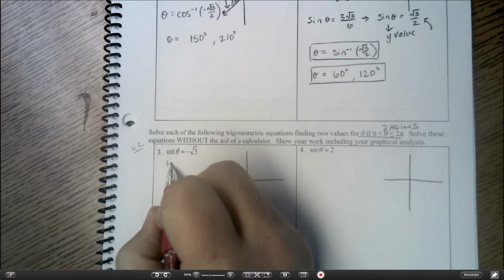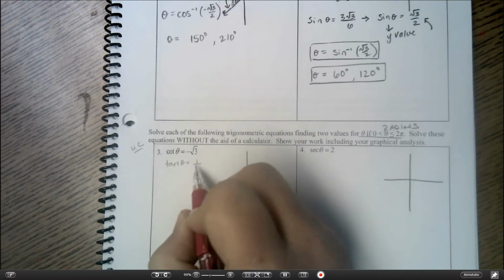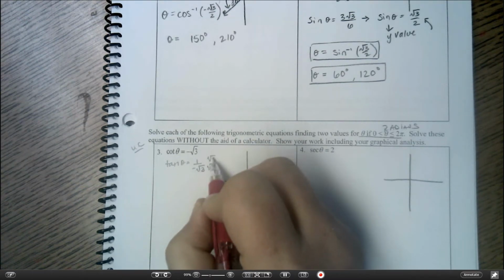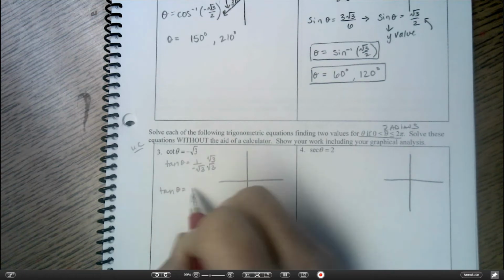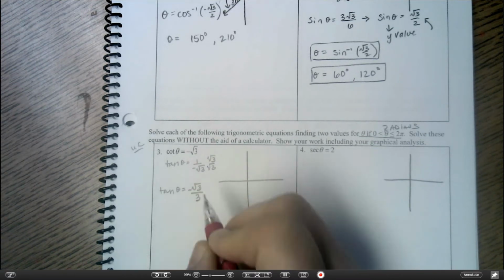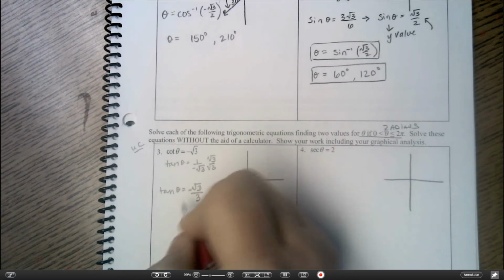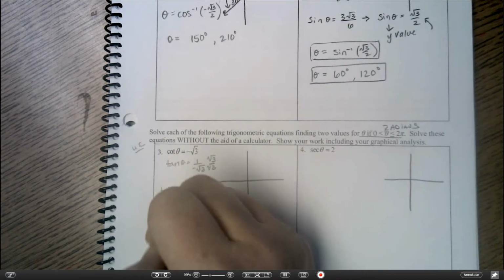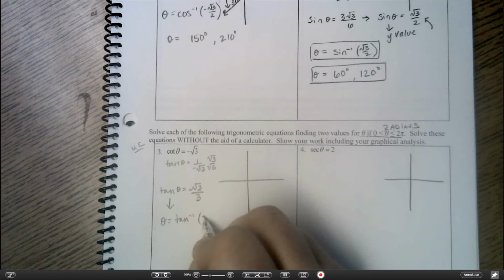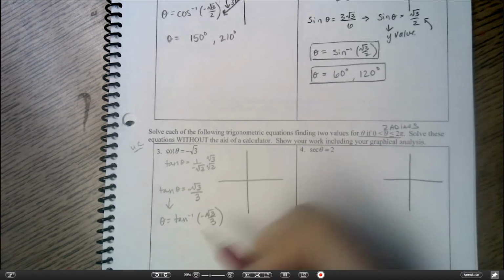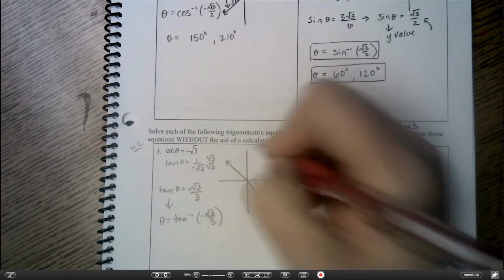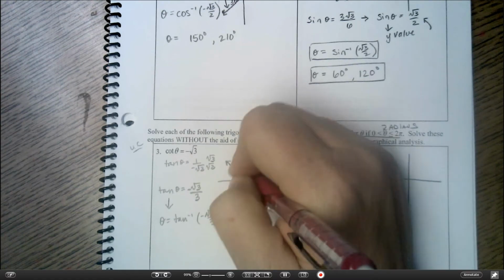So what we want to do is write this as tangent theta is equal to 1 over negative rad 3. Okay, and then we're going to rationalize. So we're looking for tangent of theta equal to negative rad 3 over 3. So remember what tangent is. To find theta, we're going to take first the inverse: tangent inverse of negative rad 3 over 3. Tangent is negative in quadrant 2 and also in quadrant 4. So we're going to have this, and then we're going to have this.